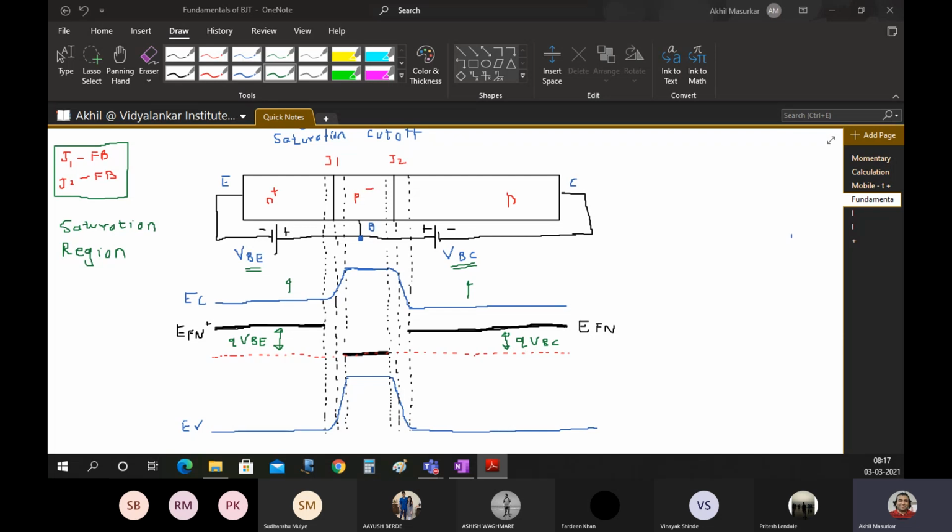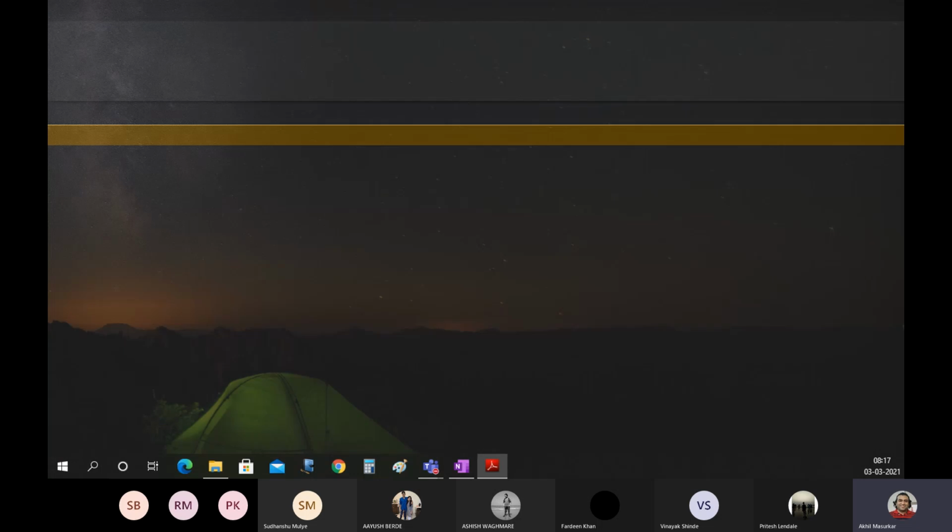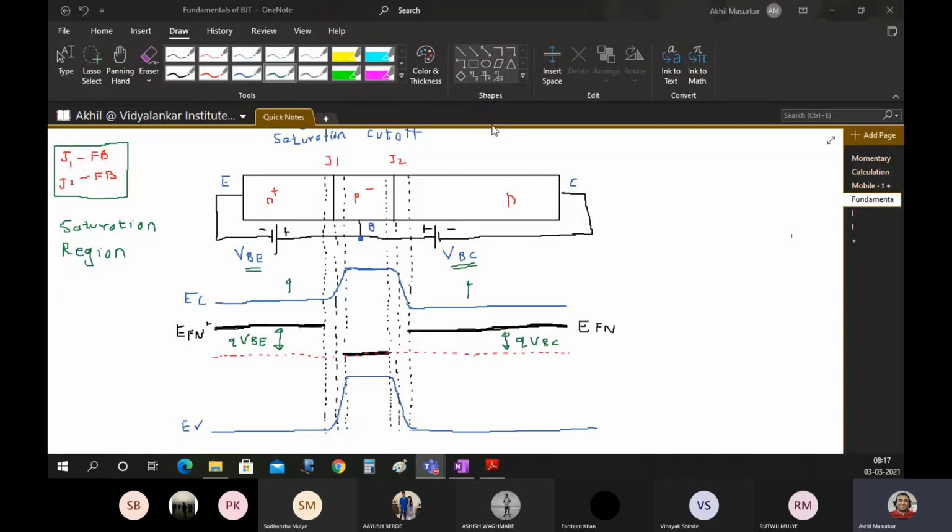Sir, the doping in emitter and collector are different. Then also the conduction band will be at the same level? Actually, it is this way that though the doping levels are different, the sizes are also different. It means that there is high doping in small space and moderate doping in large space. So the total number of charge carriers is almost the same in emitter and collector. But even if that is the case, collector is slightly lesser.